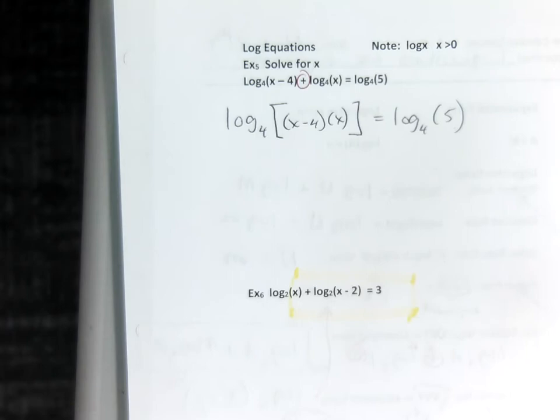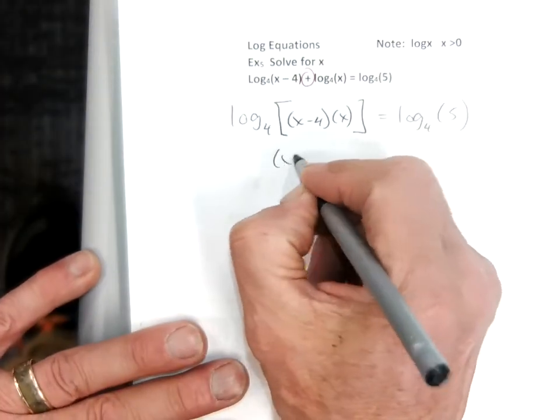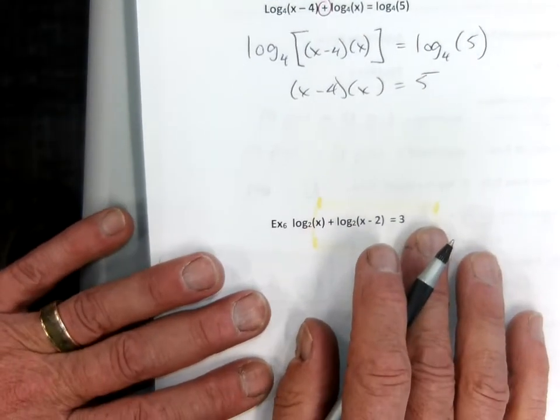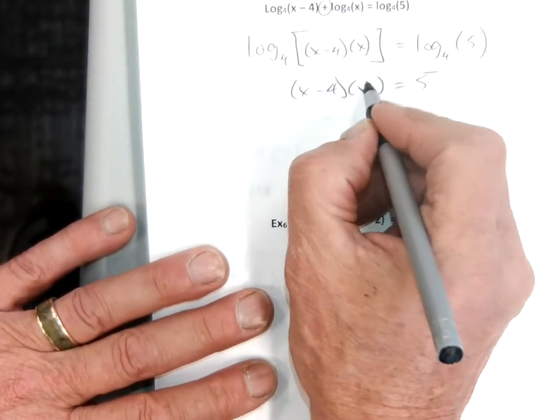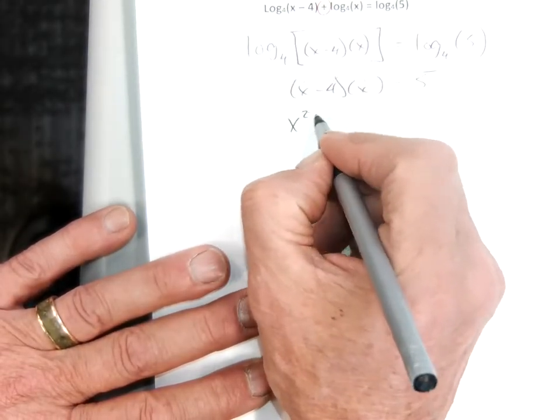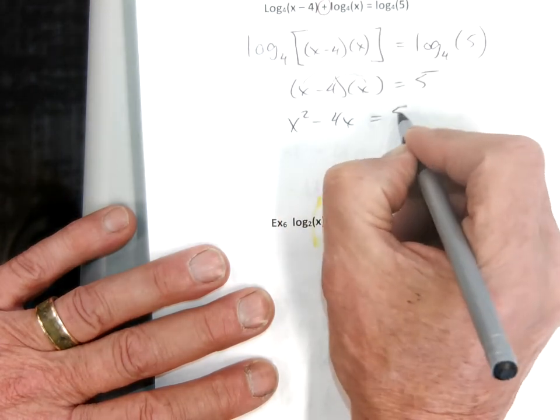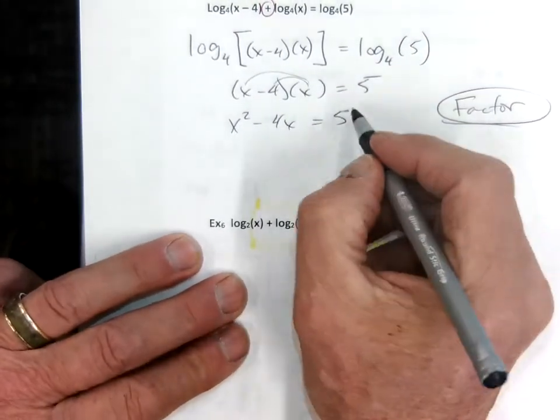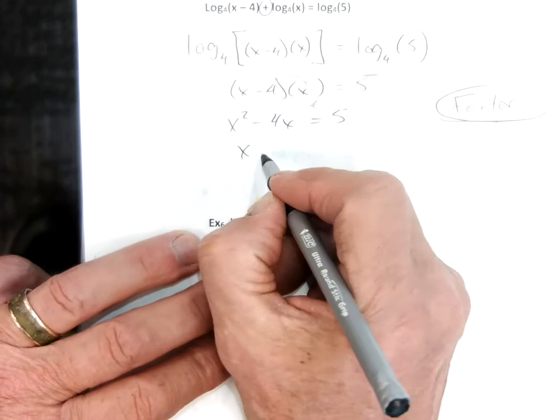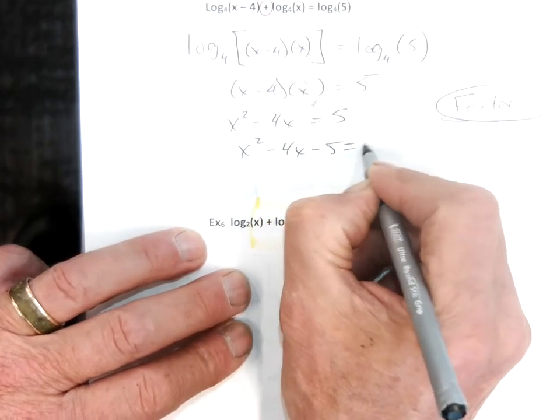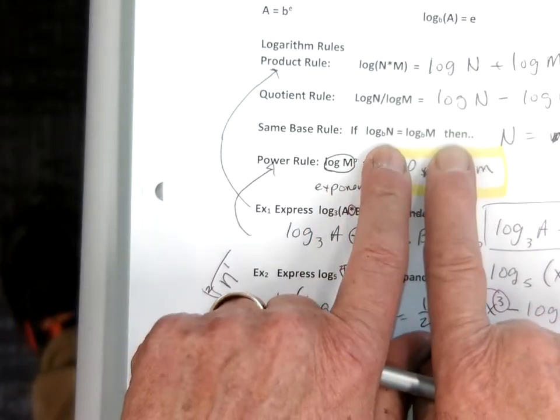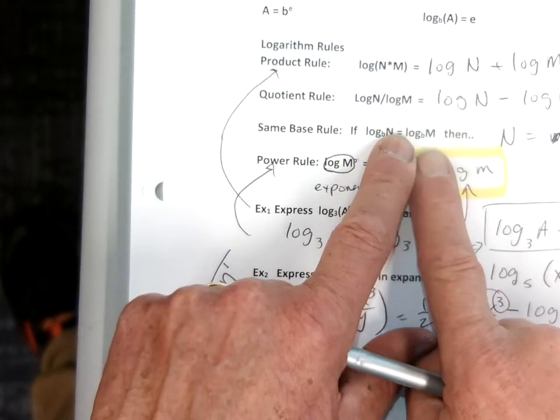Now, they're both log base 4, so what's inside must be equal. So I should have x minus 4 times an x equals 5. I can do that. I've got x squared minus 4x equals 5. Looks like I might have to factor. Bring over the 5. x squared minus 4x minus 5 equals 0. So you just cancel the two log base 4s? Right, and that's one of our rules. If you've got log of something, what's inside must be equal.